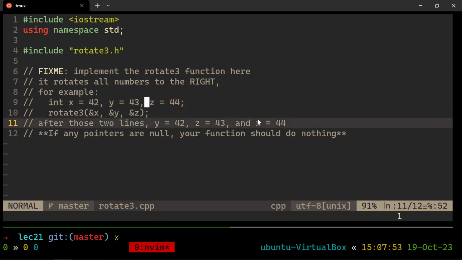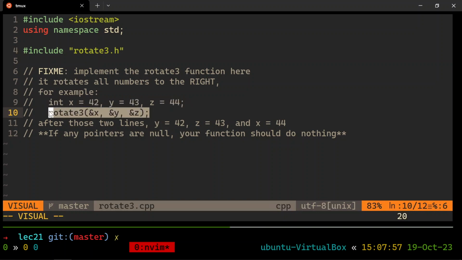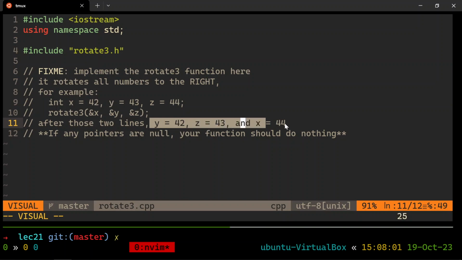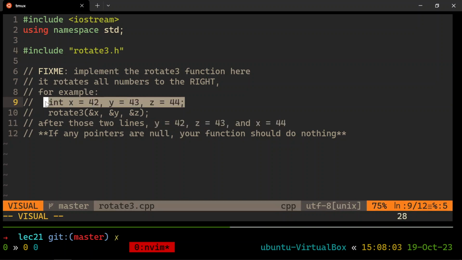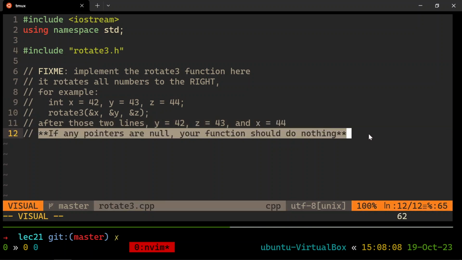And so, here's another example. If somebody called it like this, they made these 3 variables and called rotate3 with x, y, and z, then y should become 42, z should become 43, and x should become 44 if these were their initial values, right?